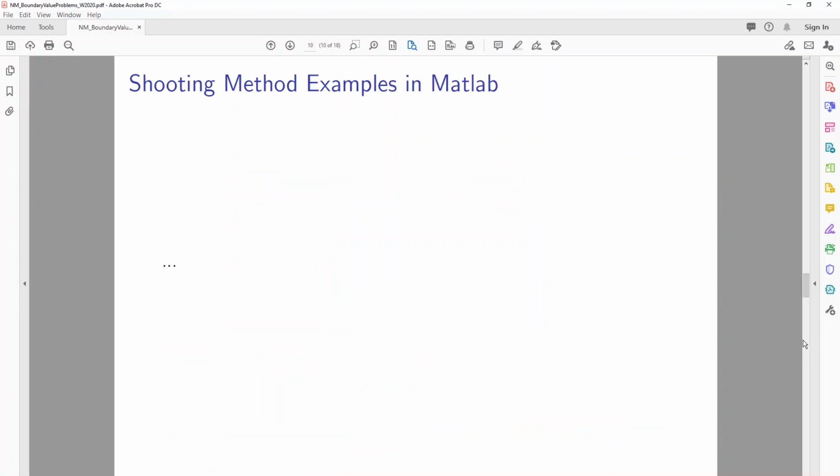All right, so now I'm going to go off to MATLAB and we'll explain this process, hopefully with a bunch of code, and the theory that we just discussed will hopefully become more clear as we go through some examples.